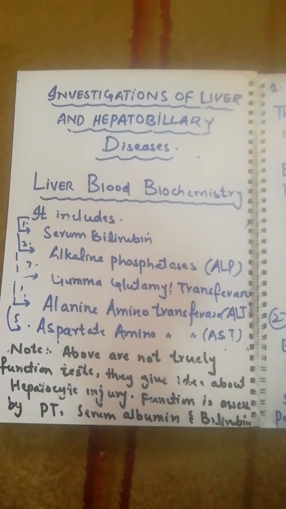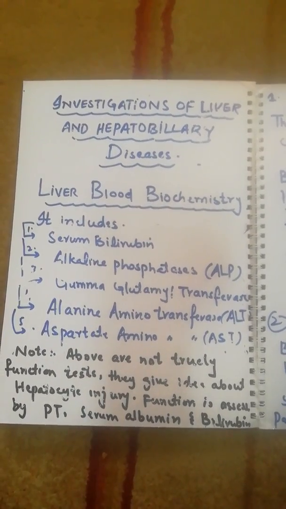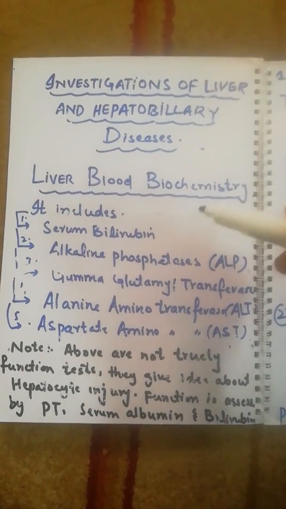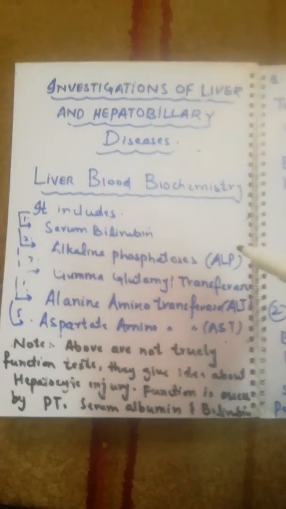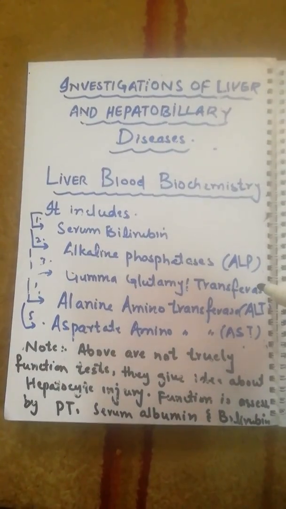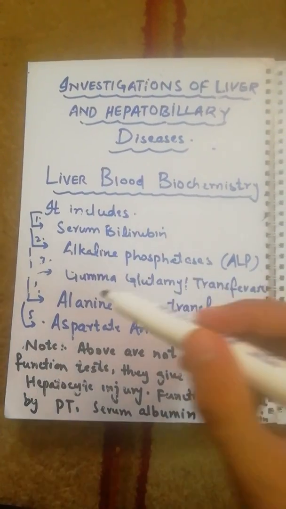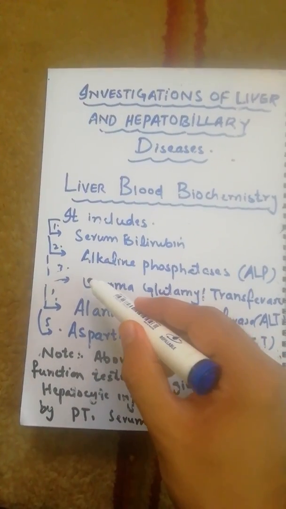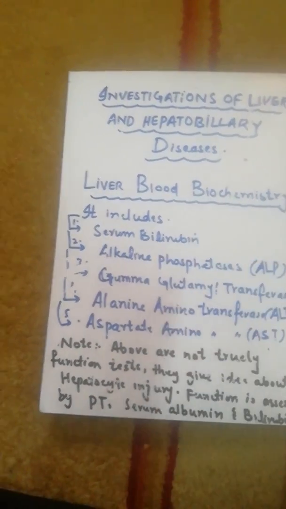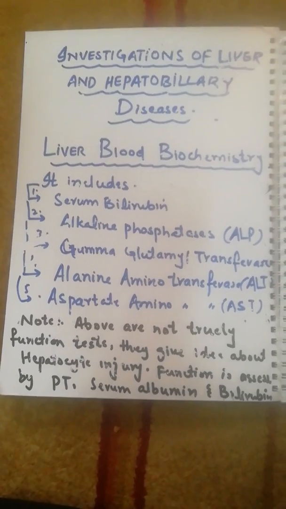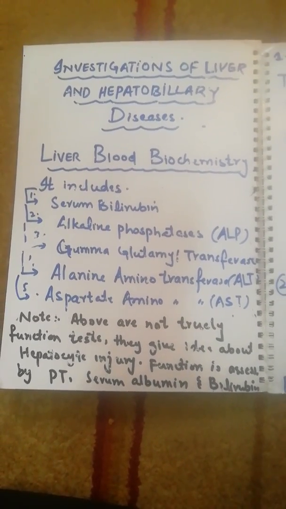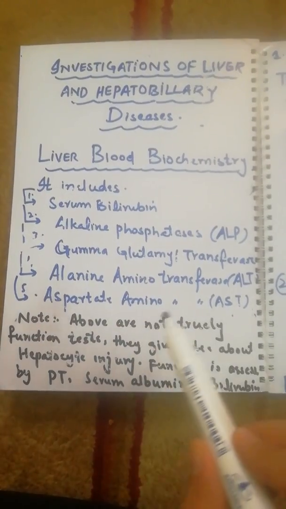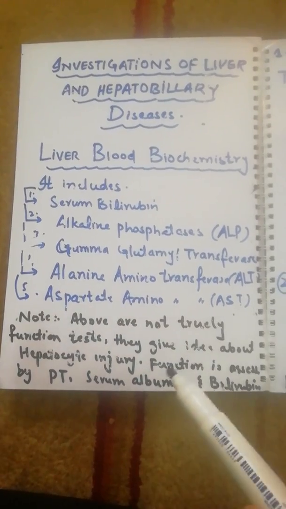First I am going to tell you about the liver blood biochemistry. It includes serum bilirubin, alkaline phosphatase (ALP), and gamma glutamyl transferase (GGT). And the fourth one is alanine aminotransferase (ALT), and the fifth one is aspartate aminotransferase (AST).